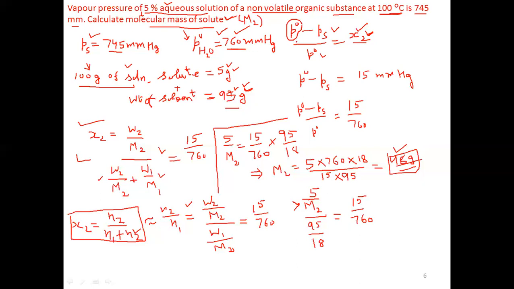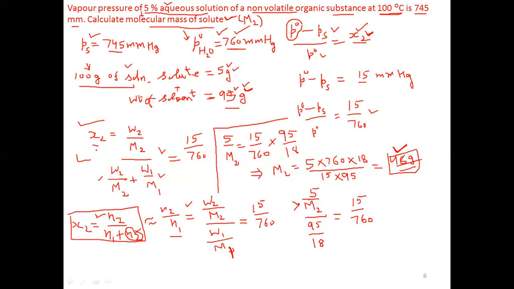So putting the values here, P naught minus Ps came out to be 15. P naught minus Ps by P naught is equal to 15 by 760. Now we had two cases, x2 is equal to n2 by n2 plus n1, with n2 equal to w2 by m2 and n1 equal to w1 by m1. But we consider that the solution is dilute. If the solution is dilute, we can neglect n2 in the denominator, so it becomes w2 by m2 divided by w1 by m1. So it is 15 by 760 equals 5 by m2 into 95 by 18. If you solve it, you will get molecular weight equal to 48 gram.